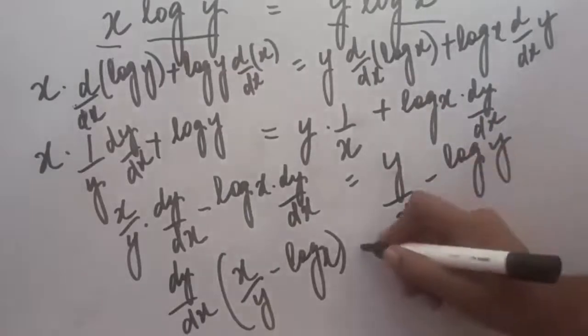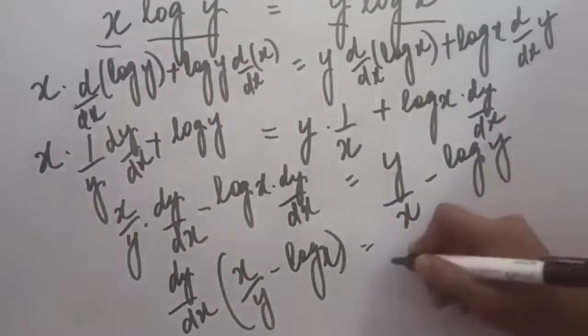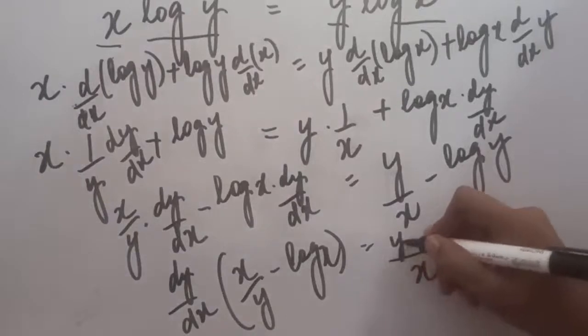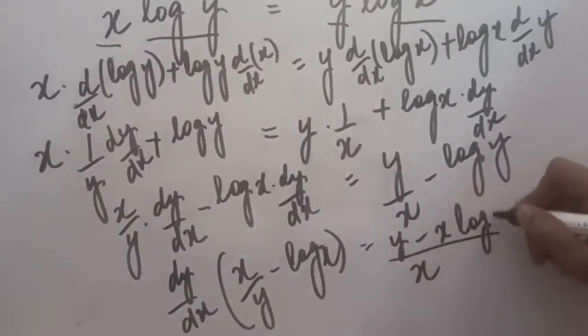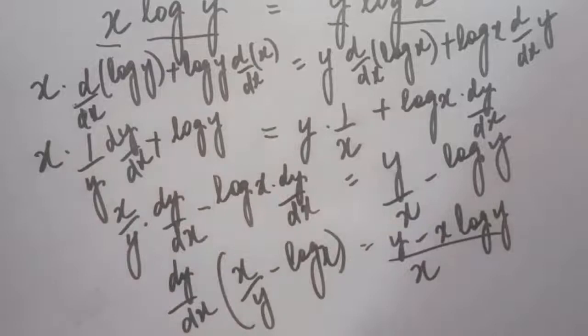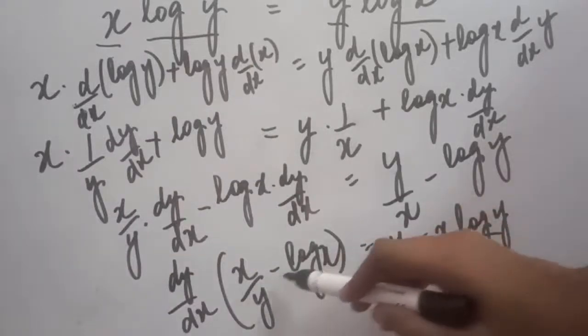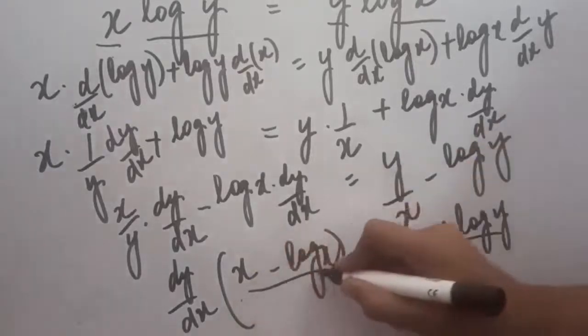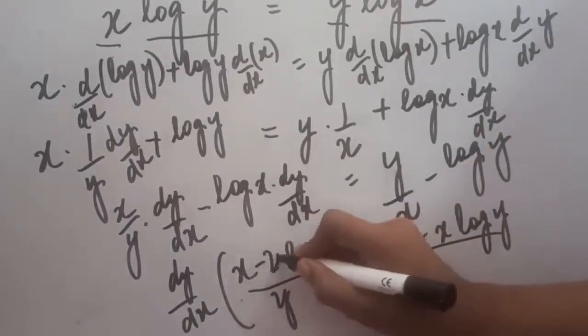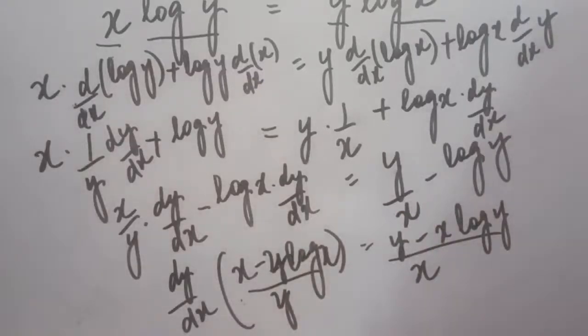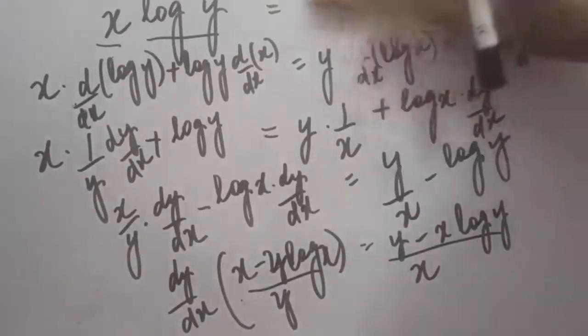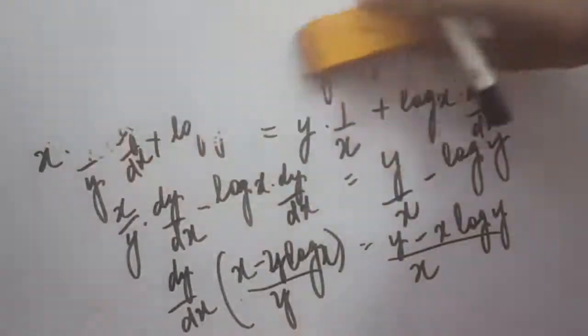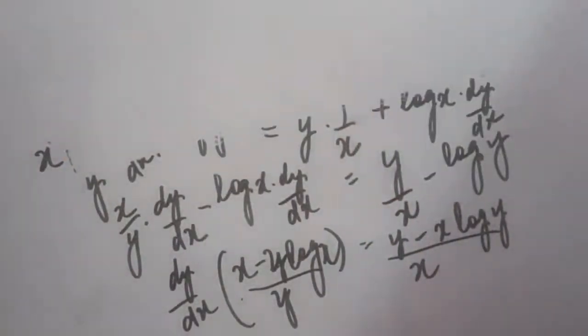Correct? And on the right hand side, how can I solve this? I can simply take the LCM. It will be y minus x log y. Now if you look at this part also, here also you can take the LCM. I'll just take the LCM here only. If we take the LCM, it will be x minus y log x. Now just take this on the other side, because it will be divided. Divided means it will be multiplied in the opposite way. So directly I'll show you how it will look.